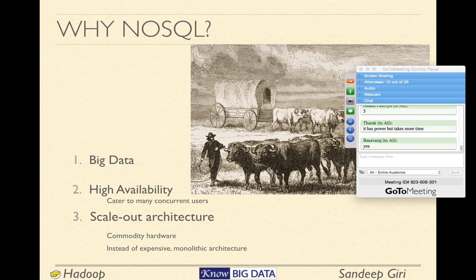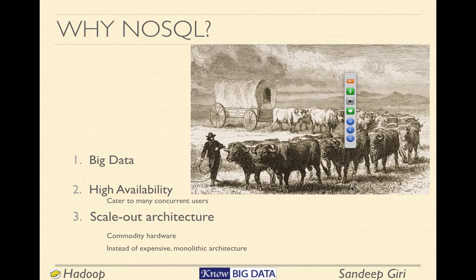Third point is the scale out architecture. What does it mean? Today you have 1 terabyte of load. Tomorrow you might have 100 terabytes of load, and a day after you might have 1 petabyte of data. So you should not be changing your data strategy as the data grows. Your database should be able to scale.